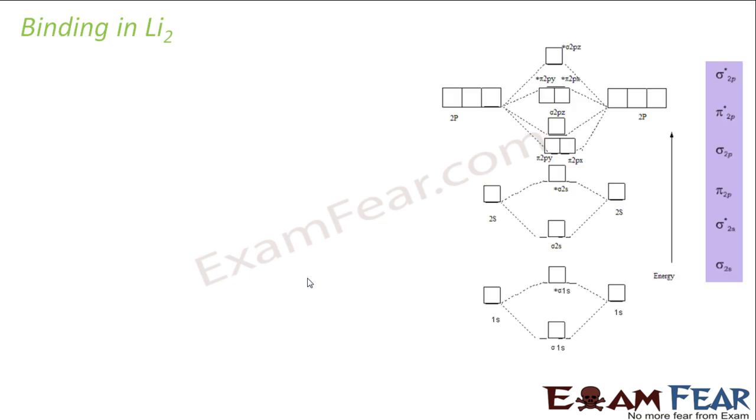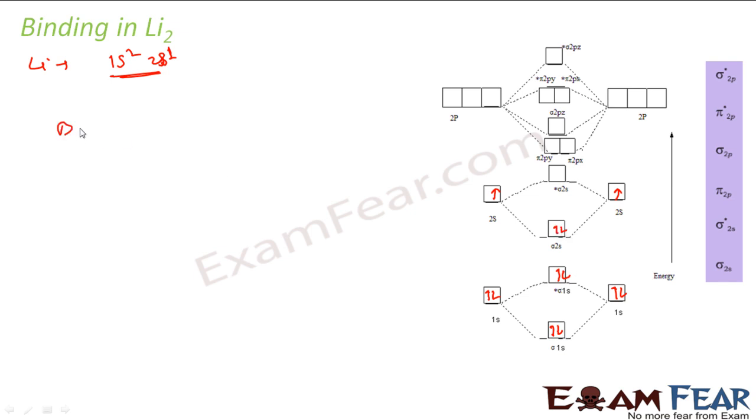Lithium, let's see if lithium exists or not. And if it exists, is it paramagnetic or diamagnetic? Let's see this. So for lithium, it is 1s2, 2s1. This is my lithium atom electronic configuration. So let's put 1s2, 2s1 here, and 1s2, 2s1 there. So now let's put the value. There are 4 electrons. Put the 4 electrons, 2 electrons, both will be here.